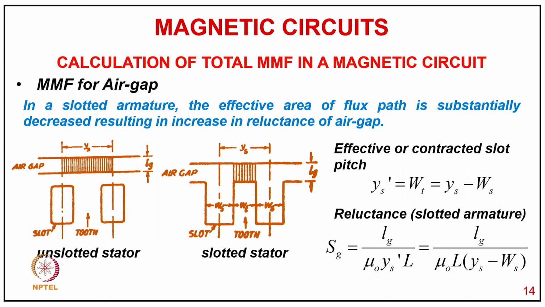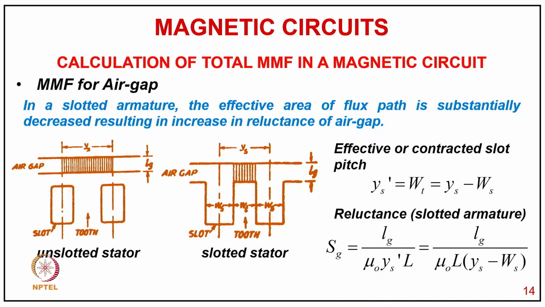In the slotted armature, the effective area of the flux path is substantially decreased, resulting in an increase in the reluctance of the air gap. You can see here how the slots and air gap are involved in this geometry, the unslotted structure and the slotted structure. Unslotted structure means totally closed slots, with no presence of slots at the air gap. But in the slotted structure the slots are open up to the air gap, and that is why we have teeth, and most of the flux concentrates through the teeth, while only a very small flux flows through the slots where the winding is placed.